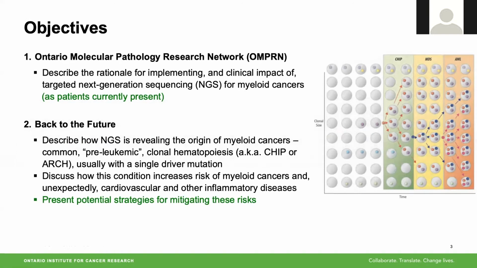Okay, so the first part of the talk, I'll describe the grant we have and the objectives we have with the Ontario Molecular Pathology Research Network. Essentially, as patients currently present, applying next generation sequencing panels to improve diagnosis and clinical care. But the second part is thinking in the frame of back to the future, using the sensitivity of NGS to identify the origins of myeloid cancers. This is a very exciting concept, and I want to talk a little bit about this and potentially how we might mitigate risks associated with this clonal hematopoiesis.